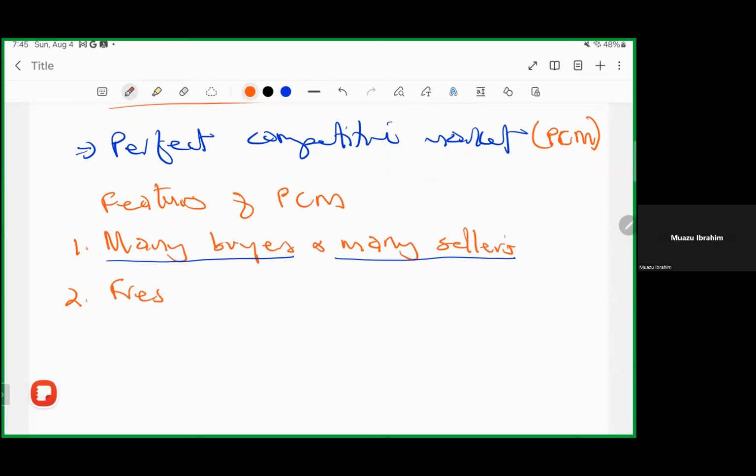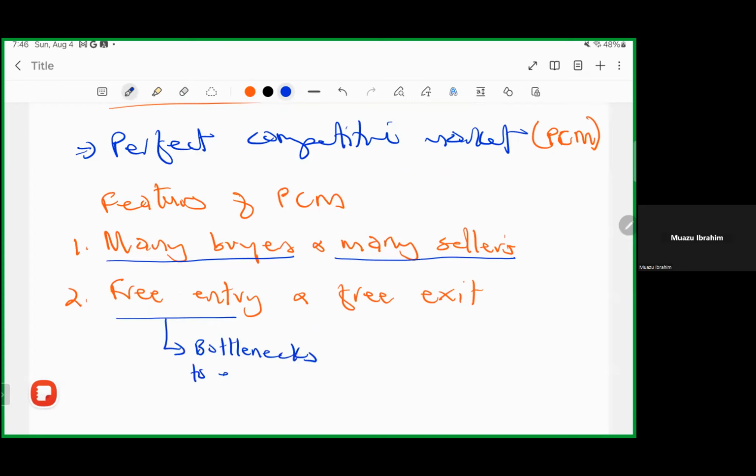A second feature of a perfect competitive market is free entry and free exit. For this particular market, to enter and sell as a firm, entry should be free, which means that there should be no bottlenecks to entry, or barriers.